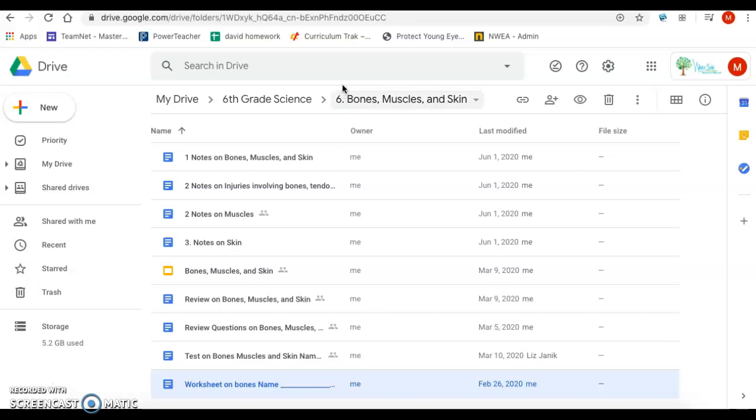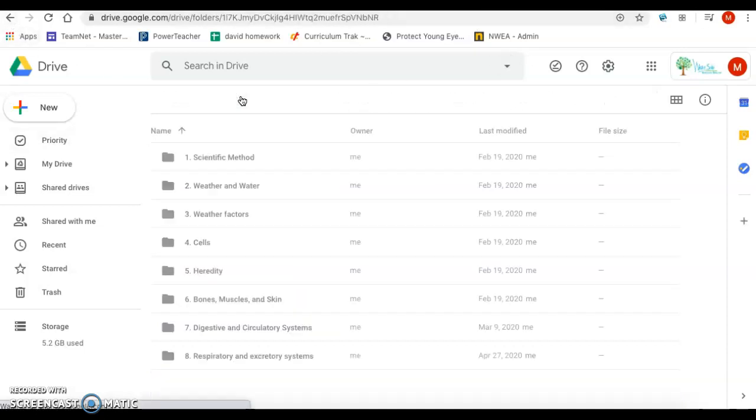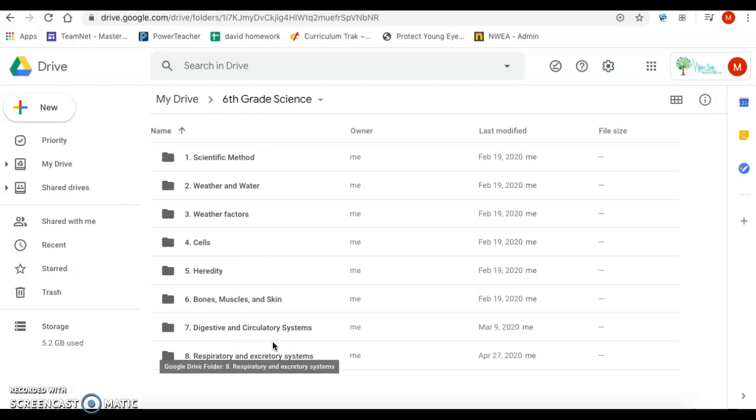Okay. All right, so that is bones, muscles, and skin. I'm going to stop this video here. We'll go into the next unit, the digestive and circulatory system and the respiratory and excretory systems. These were different because of COVID-19. Both of these were done completely distance learning. We weren't able to see each other for any of this.